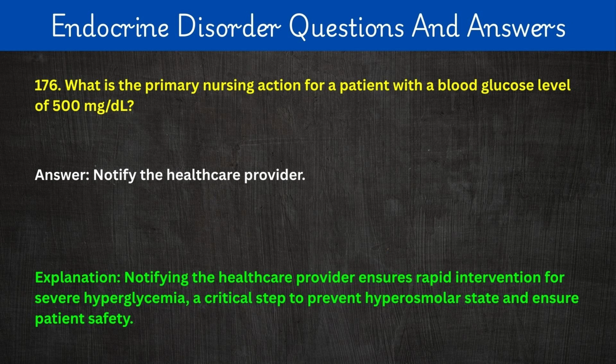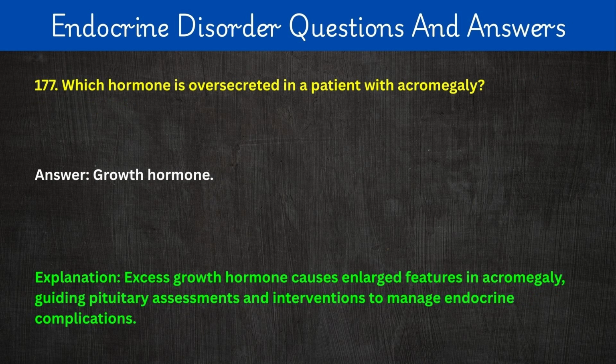What is the primary nursing action for a patient with a blood glucose level of 500 mg per deciliter? Answer: notify the healthcare provider. Explanation: notifying the healthcare provider ensures rapid intervention for severe hyperglycemia, a critical step to prevent hyperosmolar state and ensure patient safety. 177. Which hormone is oversecreted in a patient with acromegaly?